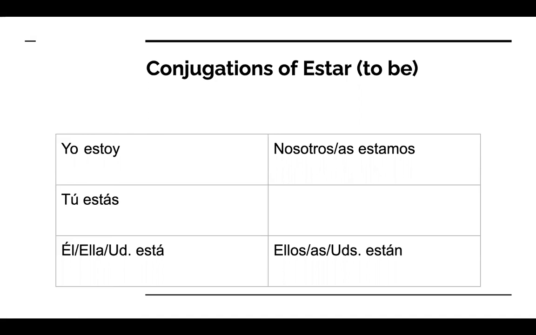Okay. So like I was saying, remember we said that yo is I, tú is you, so you are. Él, ella, and usted all have the same conjugation. They are all conjugated está. So it's él está, he is. Ella está, she is. Usted está, you formal are. Does that make sense to everybody? Are we okay with that? Okay, so then we have nosotros or nosotras estamos. We are.